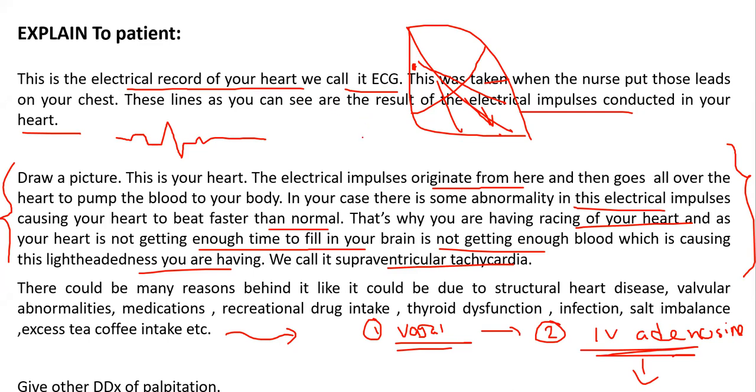The lines that we see on an ECG are the result of electrical impulses that conduct in our heart. So in a normal heart, electrical impulses originate from the top part of the heart, and then go all over the heart to pump the blood to our body. In your case, there is some abnormality in the electrical impulses, causing your heart to beat faster than normal and also chaotically. And those abnormal impulses are originating from the top layer of your heart.